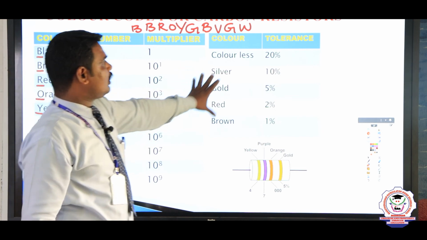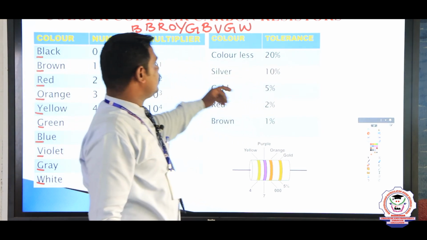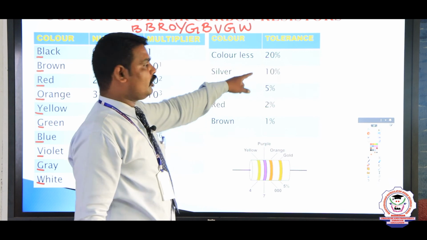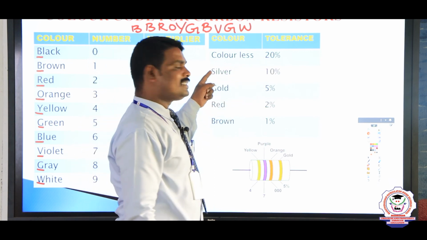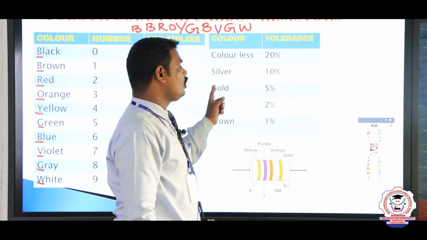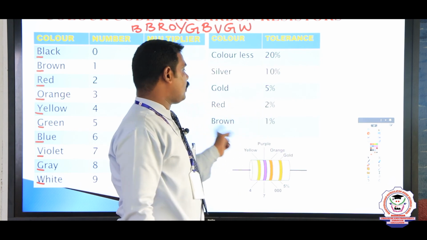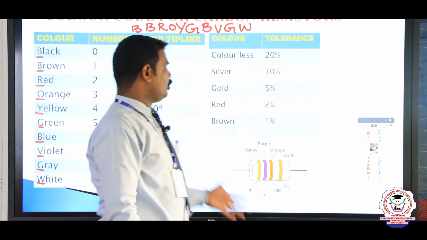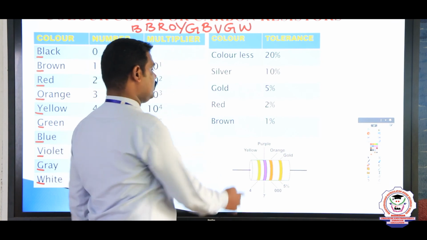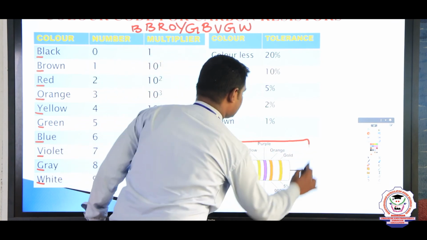Then these are the tolerance colors. The first one is colorless, which is 20%, then silver 10%, gold 5%, red 2%, and brown 1%. By using these colors, we calculate the resistance value.